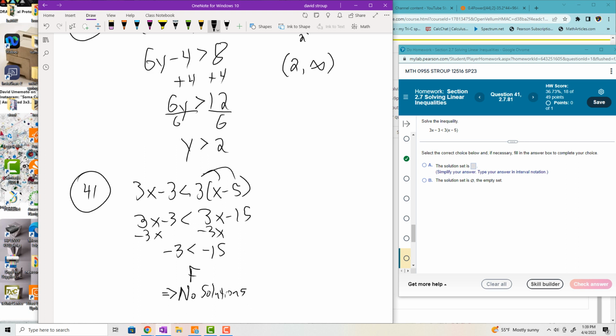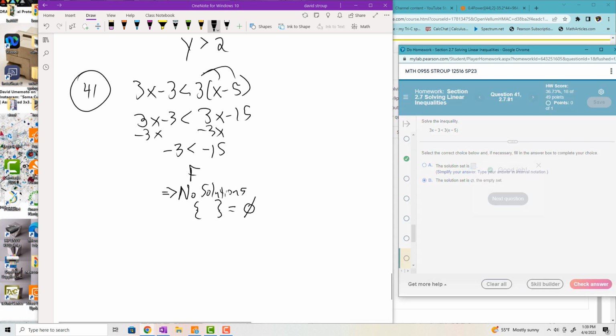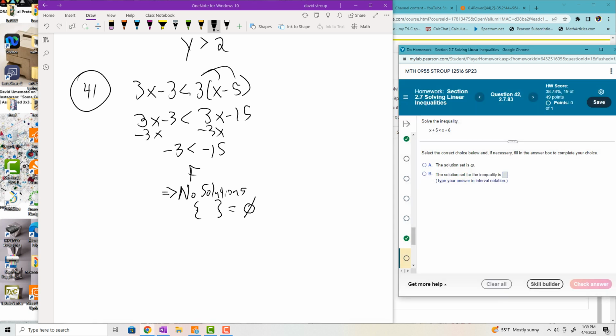Or as they put it, you see part B, the solution set is the null symbol, the empty set. So that's basically just the curly brackets with nothing in it. But there's another way of writing that. It's the null symbol, like that. Okay. But on my test, you could just write no solutions.